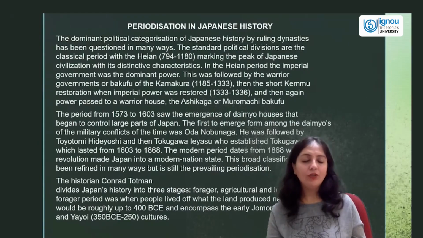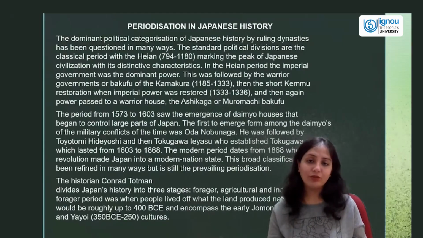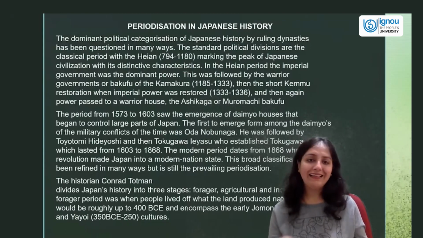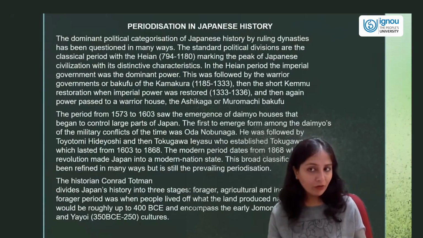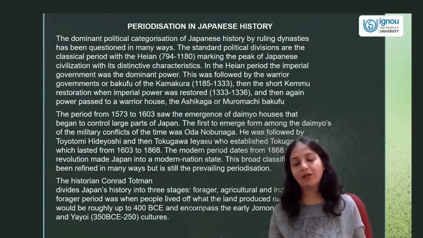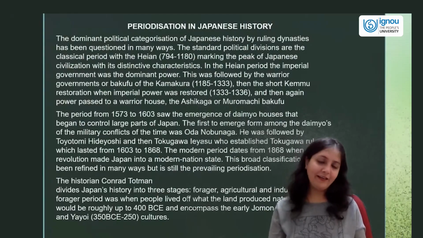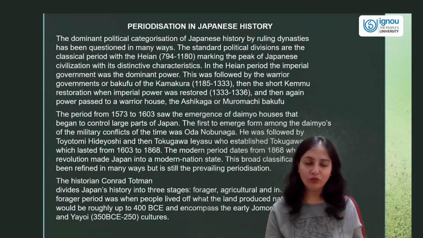Muromachi Bakufu. You will see and listen to these types of names because we are studying Japanese history, not Indian history. There are no Gaurav, Saurav, Ram and Sham names. If we are studying Japanese history, then we will take these types of names again and again. Warrior House, Ashikaga, Muromachi Bakufu.